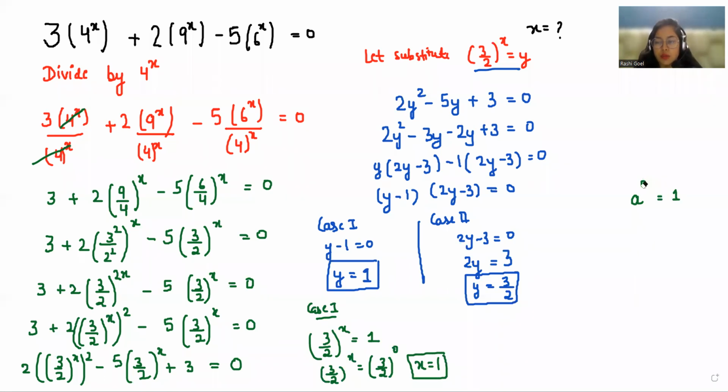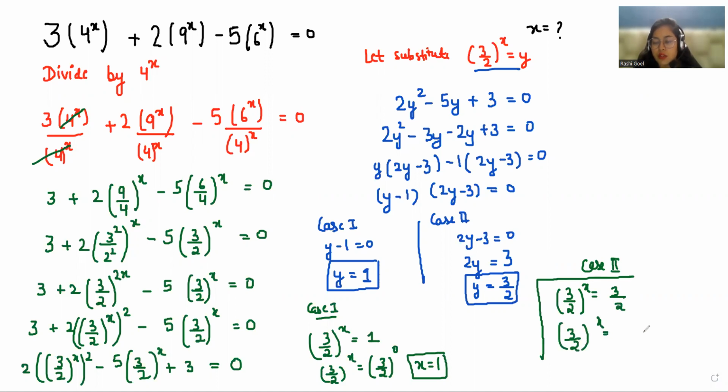Similarly, in case 2, 3/2 whole power x is equal to y, that is y is 3/2 in this case. So 3/2 whole power x is equal to, we can write it as 3/2 whole power 1. So the value of x is 1 in this case. So we have two values of x, that is x can be 1 or x can be 0.